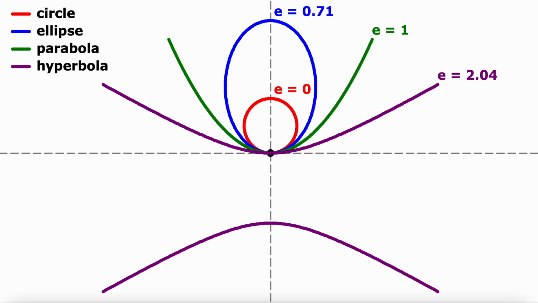The vertex of a parabola is the point on the parabola at which the parabola turns around. It lies halfway between the focus and the directrix. It is the point on the parabola closest to the focus and the directrix.